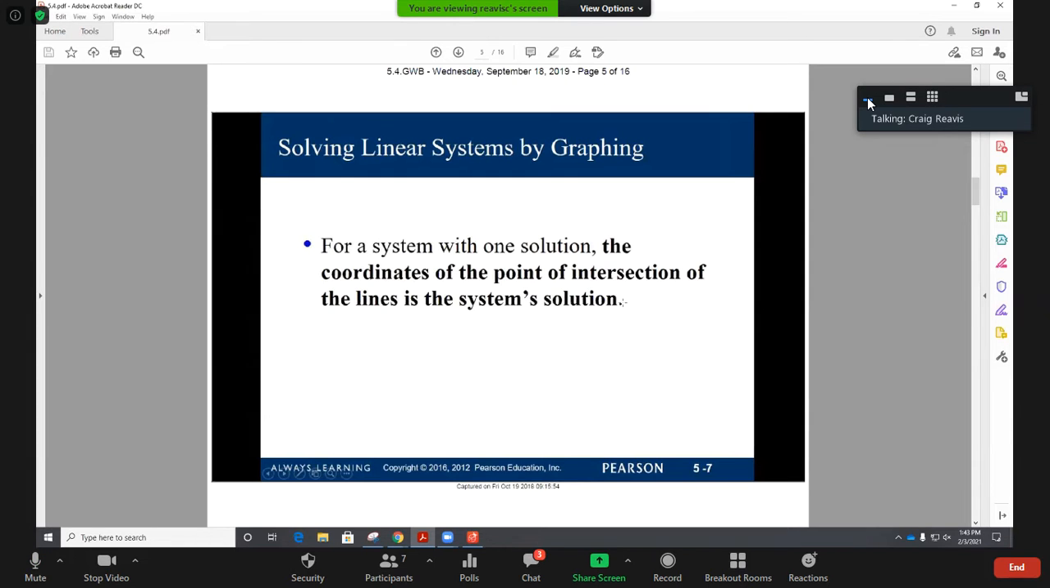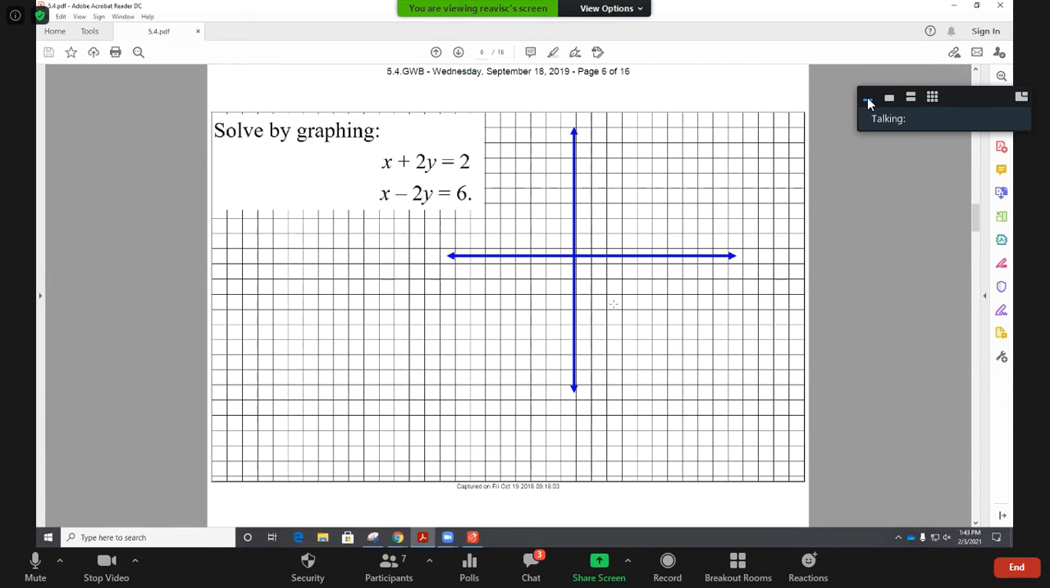But I'm going to show you 3 ways. The first way really shouldn't be any problem at all. It's just graphing. So it's asking me to solve by graphing. So it's got the 2 equations, x plus 2y equals 2, and x minus 2y equals 6.